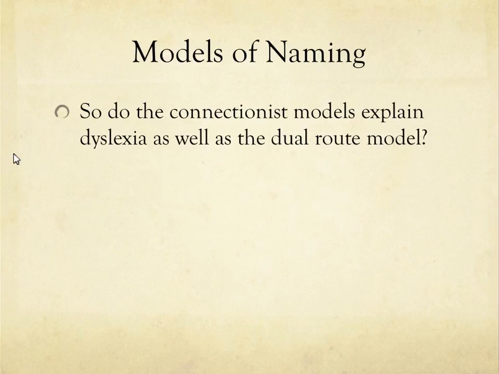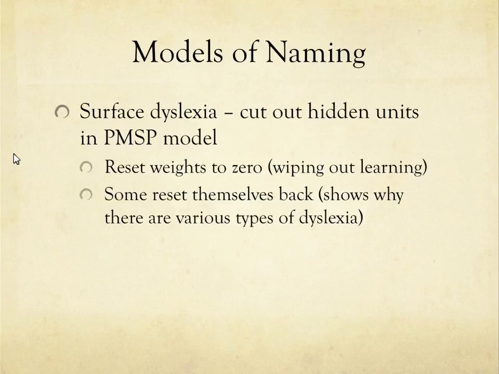So these models mimic what real people do. Do they explain dyslexia as well as the dual route model? Because the dual route model explains dyslexia pretty well. So how does this model do? How does it stand up to dyslexia? Okay, so with surface dyslexia, we can cut out those hidden units.